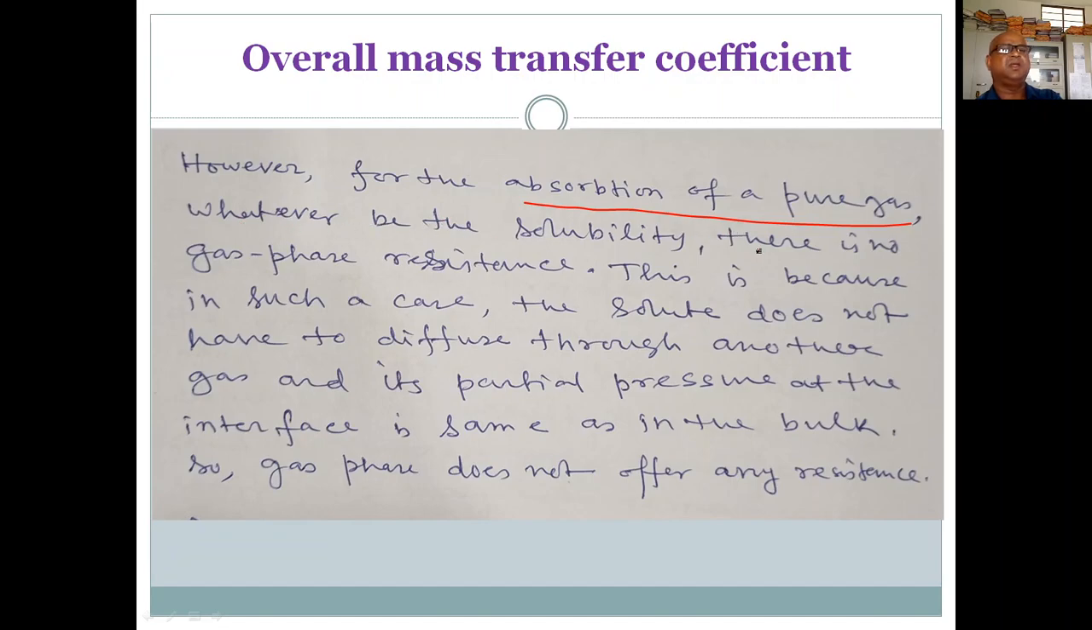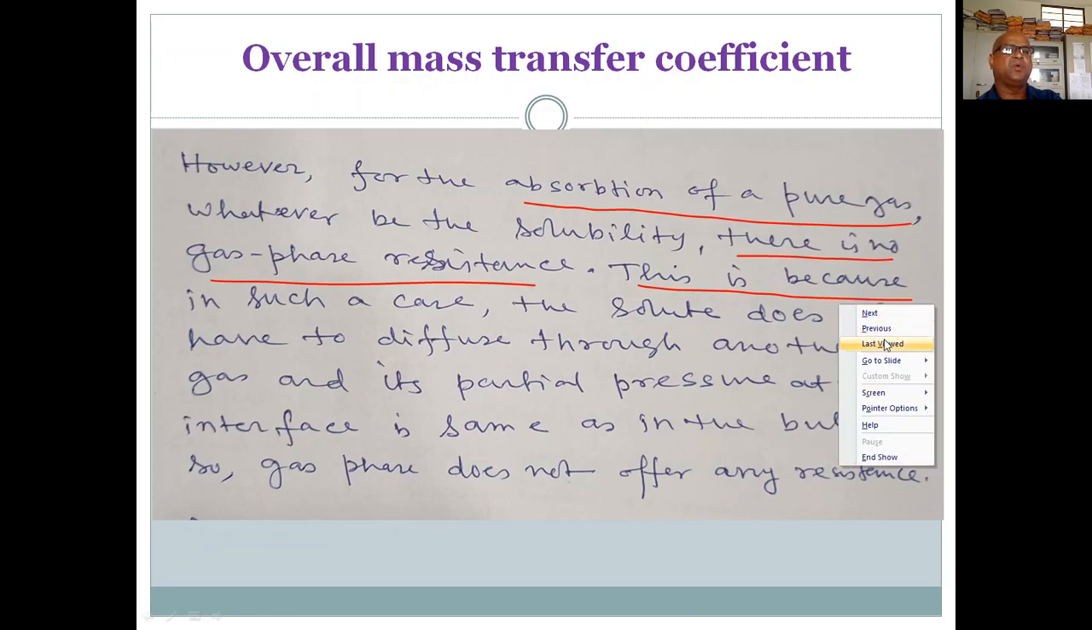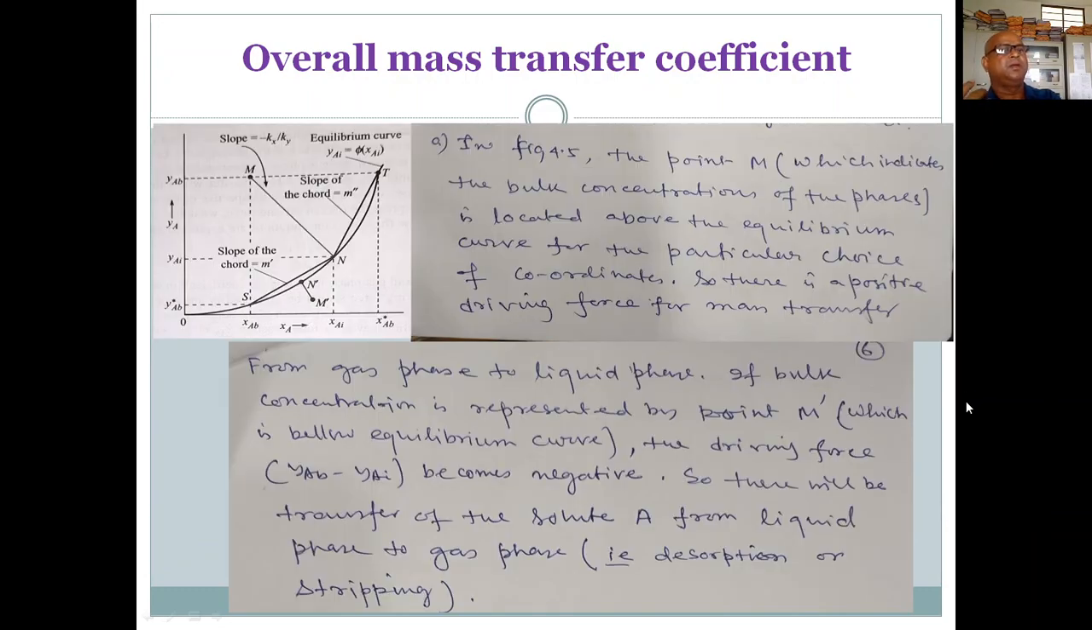Whatever the solubility, there is no gas phase resistance. This is because in such a case the solute does not have to diffuse through another gas, and its partial pressure at the interface is the same as in the bulk, so the gas phase will not offer any resistance. So in the case of a pure gas, the gas phase will not give any resistance, and the resistance will be from the liquid side.